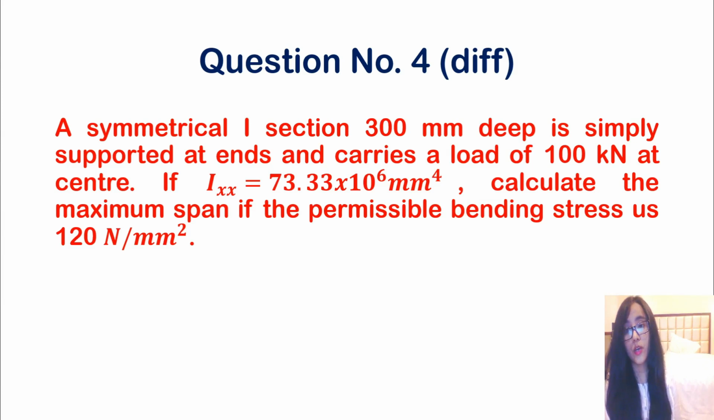So a symmetrical I section 300 mm deep is simply supported at ends and carries a load of 100 kN at center. If IXX is equal to 73.33 into 10 raised to power 6 mm raised to power 4, calculate maximum span if the permissible bending stress is 120 Newton per mm square. So let us get started with this last numerical for today's session.